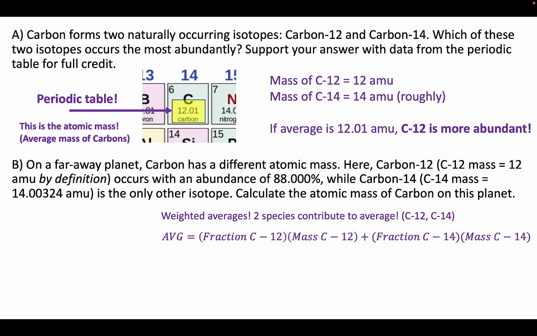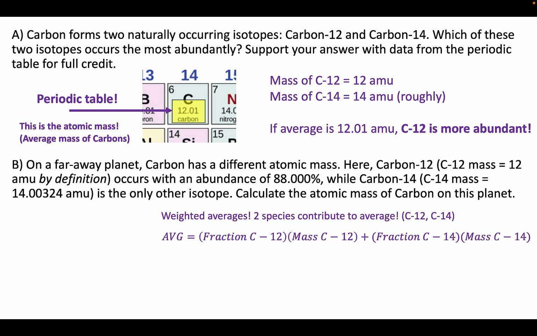The average, if these are the two species that are available, is going to be the fraction that's C12 multiplied by the mass of C12, plus the fraction of C14 multiplied by the mass of C14. This basically says that if it's 10% of a certain mass, you need to multiply that mass by 10%. And if it's 90% of the other, you multiply that mass by 90%. That's how we weight the different contributors to the average based on their prevalence. So this is the formula that we want to use.